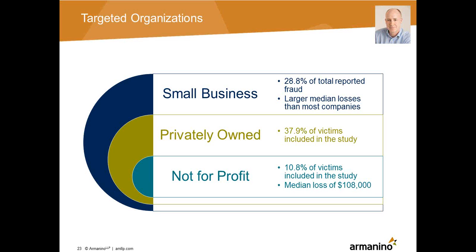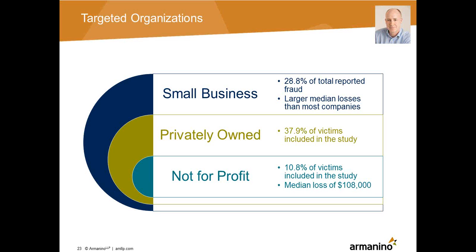In the study, 11% of the investigated frauds were in nonprofit organizations, and the median loss there was $108,000. While it's only 11%, nevertheless, that's 1 in 10. And a loss of $108,000 at a median level is by no means something that any of us would look at as a normal cost of doing business.